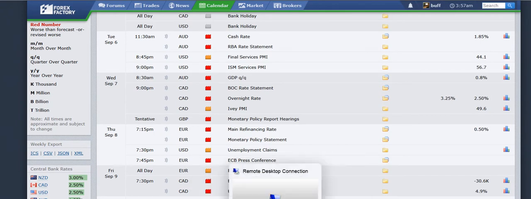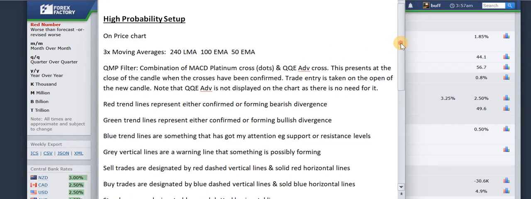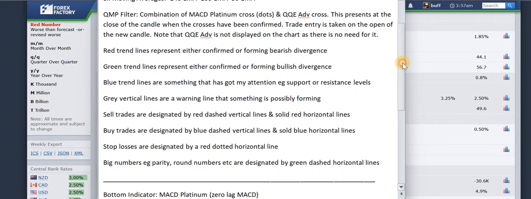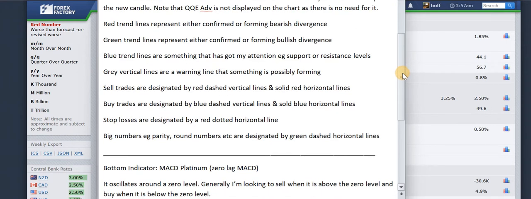Now, before we get on to the charts, if I can find it, the Word document. You'll see a lot of lines, colors, different things on the charts. If you're not familiar with the high probability method, there's a link to a video that shows the setup and a few trade examples in the description of this video. So you can read that if you want, or watch that video if you wish. This explains the settings, the QMP filter. It's just a combination of the MACD Platinum and the QQE Advanced. All the different colored lines, what they mean, but we go through these on the charts, but you can just pause the video or take a screenshot of this if you want.